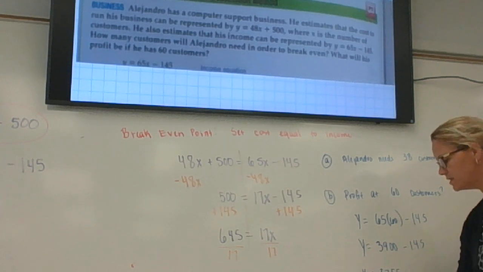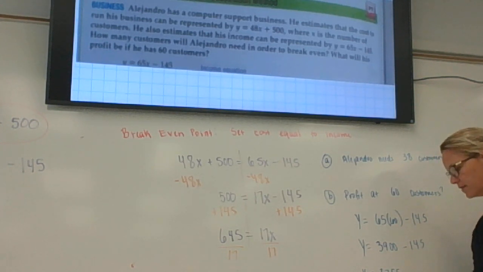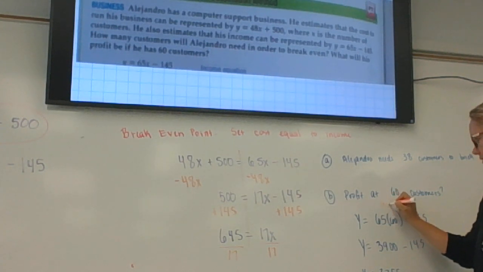All right, so this was the income equation. So income at 60 customers, he brought in $3,755 to his business. How much did it cost him to do that?